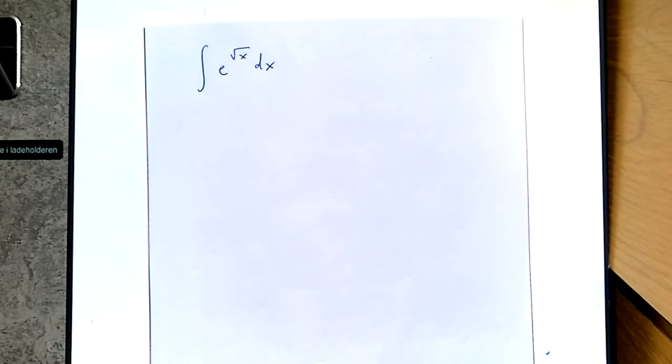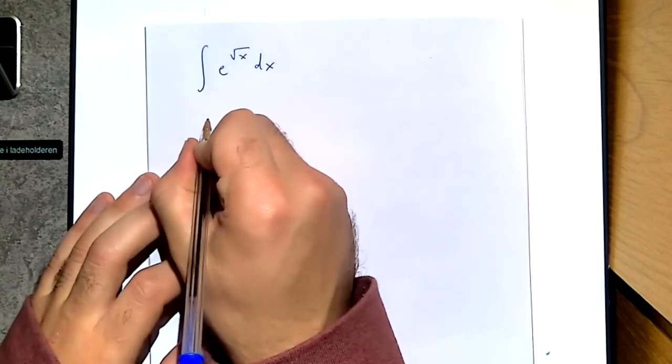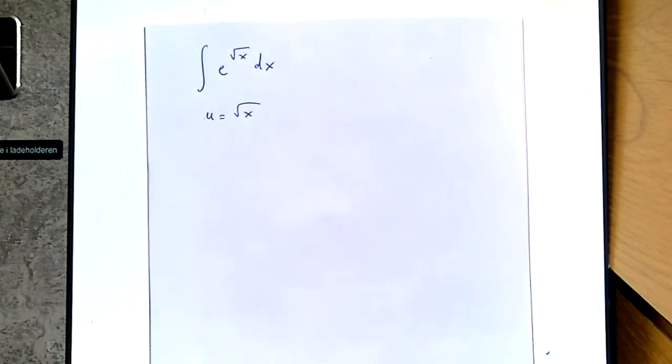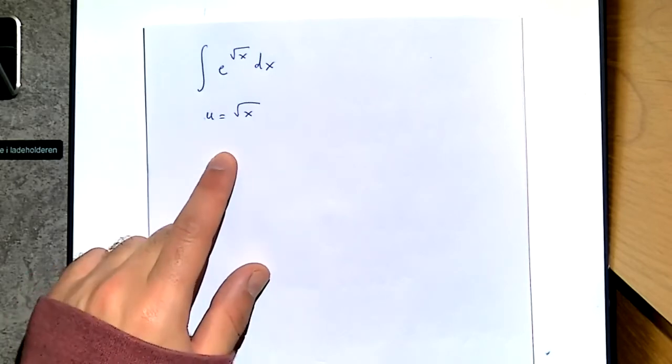So that's why I'm just going to take again u equal to square root of x. I like exponentials when integrating. They're rather simple. e to the power of u is easy to integrate. e to the power of square root of x, not that easy. So u is equal to square root of x.